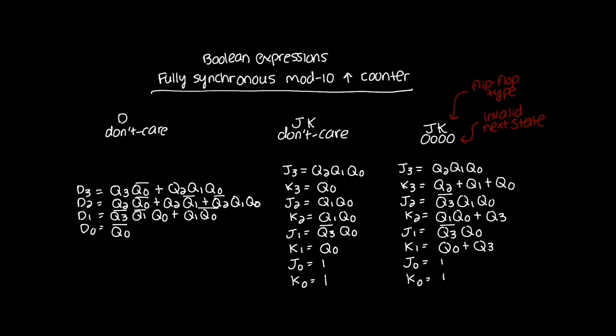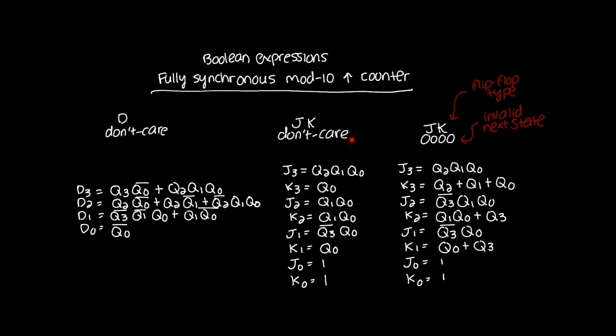So I've made you a little table with the Boolean expressions for the control inputs for the 3 fully synchronous mod-10 up counters that we did, because I think it's instructive to compare them. Over here on the top row, I've got the flip-flop type. And here I've got, what do I do with the invalid next states? For these two, it's don't care. And for this one, we said it was 0, 0, 0, 0. So looking, I can see that for the D flip-flop, I have somewhat more complex expressions, but I have way fewer of them. I only have 4, as compared to the JK flip-flops where I have 8 expressions.